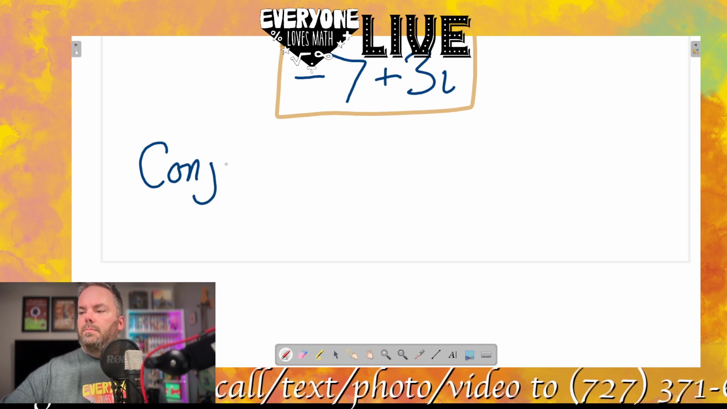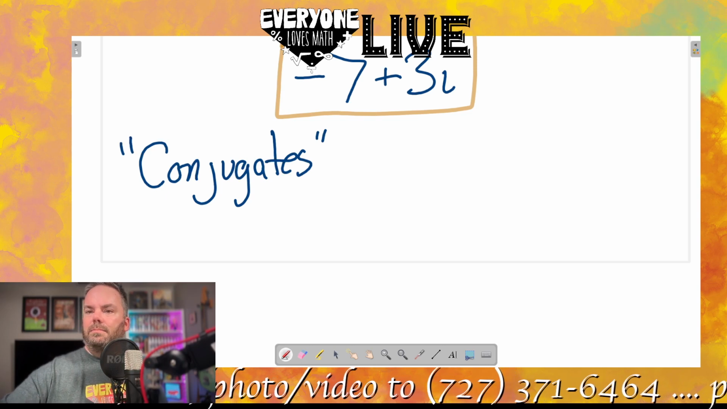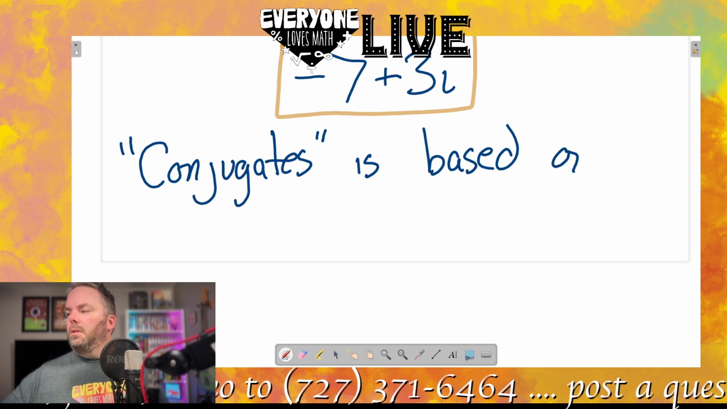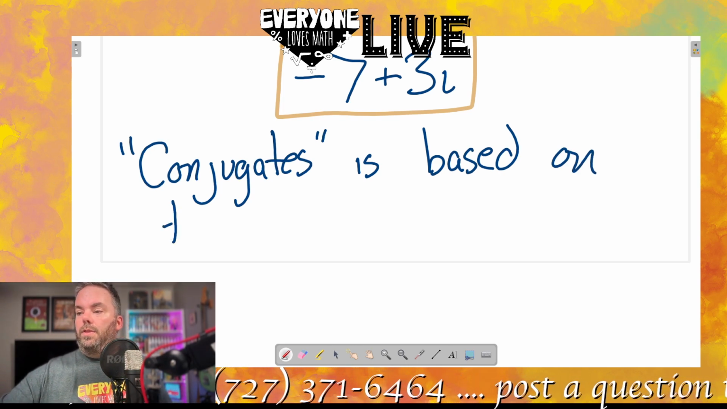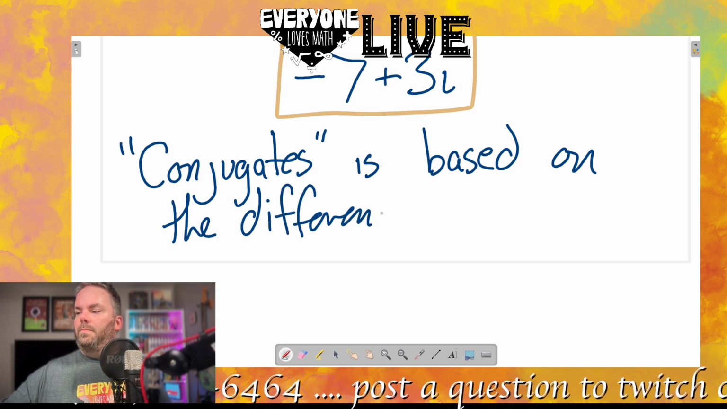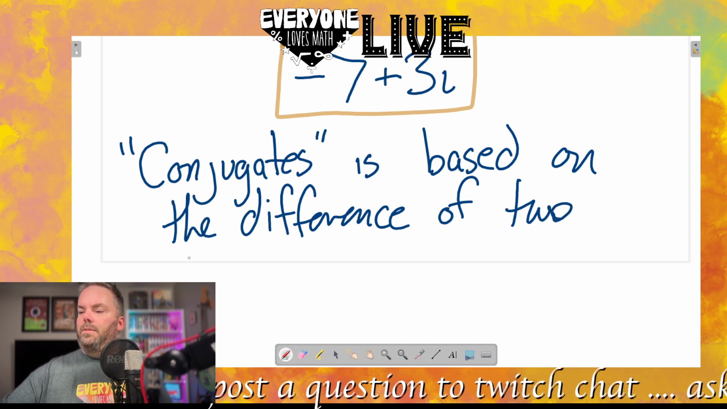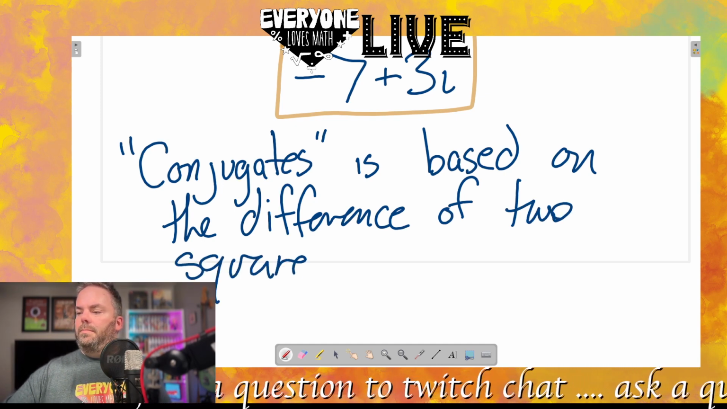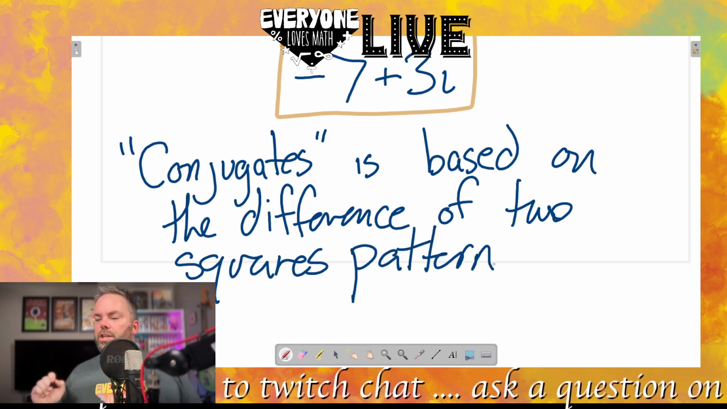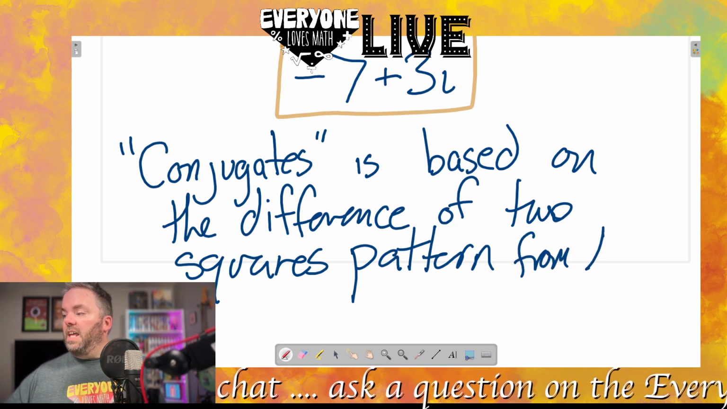So conjugates, this concept of conjugates, is based on, and here's something really random, the difference of two squares pattern. I felt like writing this. I don't know why. So conjugates is based on the difference of two squares pattern from Algebra 1. That's what it's based on.